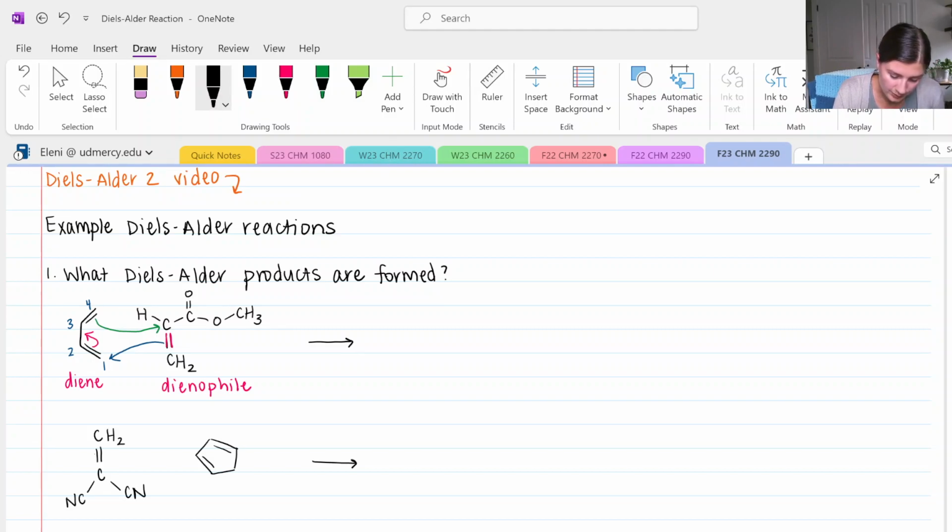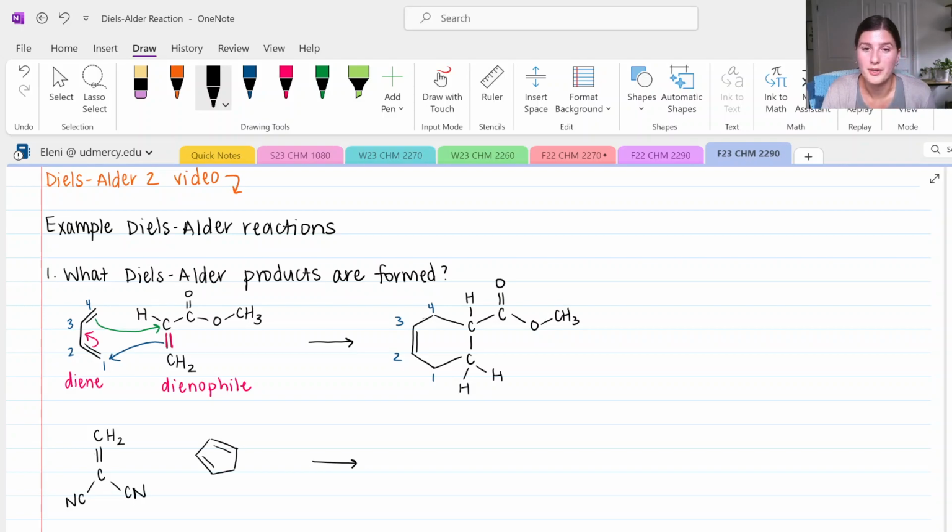And so this forms a final product where we have, drawing out the carbons in the diene first, a new pi bond between carbons 2 and 3, and new bonds to the carbon atoms, which I'll draw out with C's, from the dienophile. So now this carbon is bonded to 2 hydrogens. The carbon on the top is bonded to a hydrogen and that ester group. And there's the product.